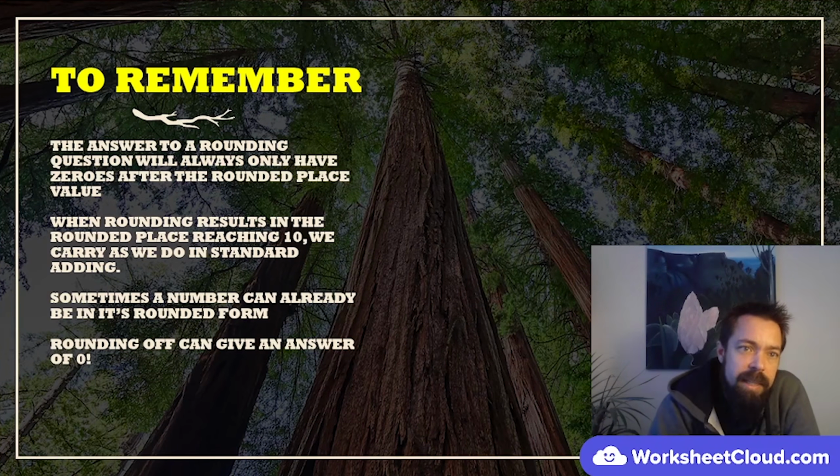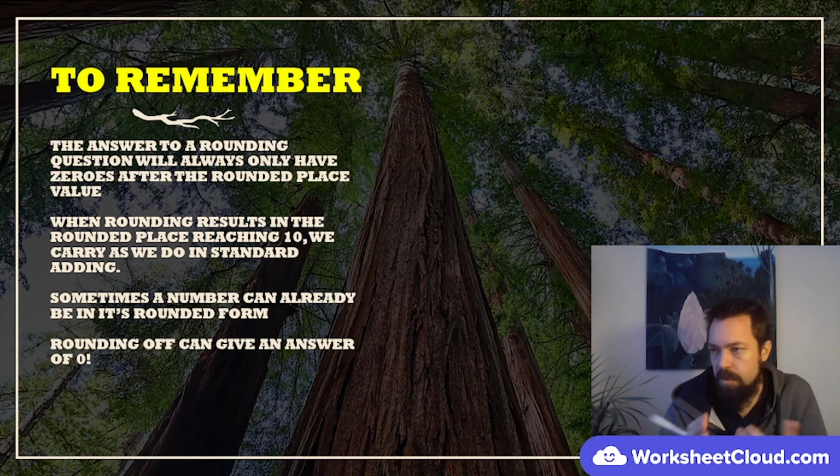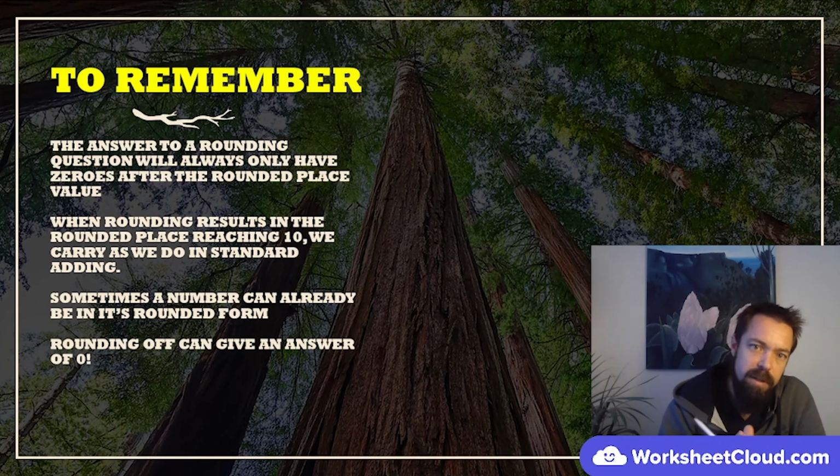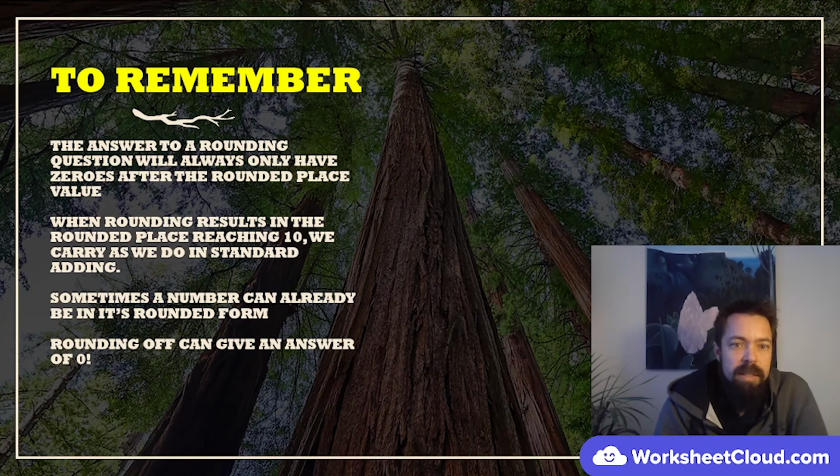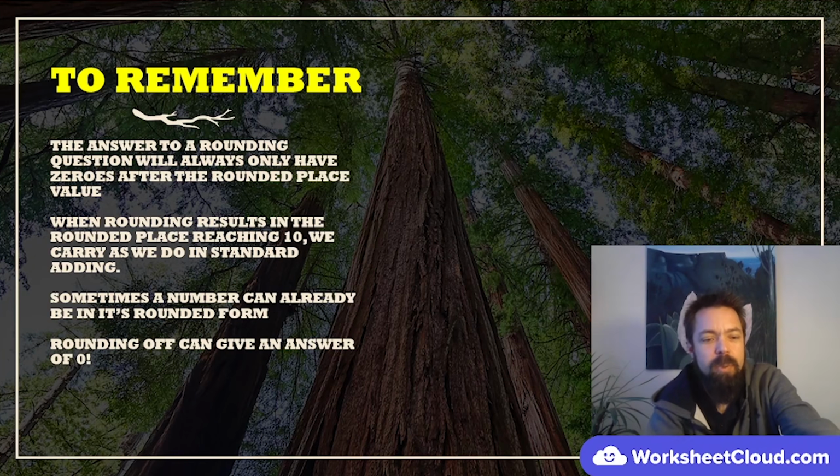Okay, so just a reminder, the answer to a rounding question will always only have zeros after the rounded place. So if we're rounding to the nearest 10, it's going to have one zero on the end. If we're rounding to 100, it's going to definitely end with 2 zeros. 1,000 definitely ends with 3 zeros, and so on. When rounding results in the rounded place reaching 10, we carry as we do in standard adding. That's just what I'm saying is like in these examples.